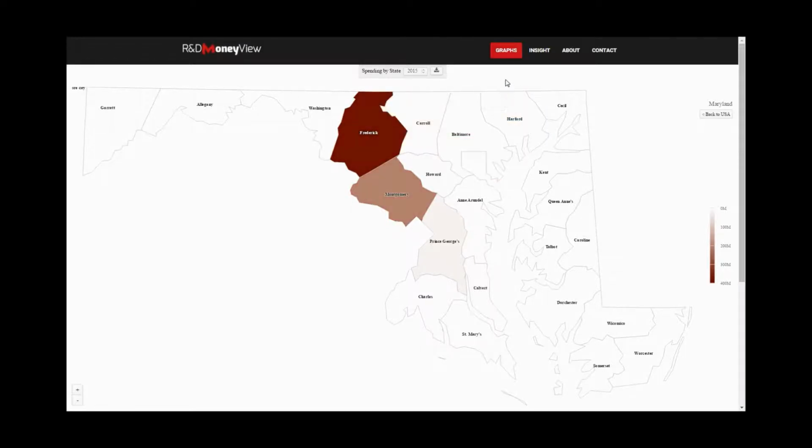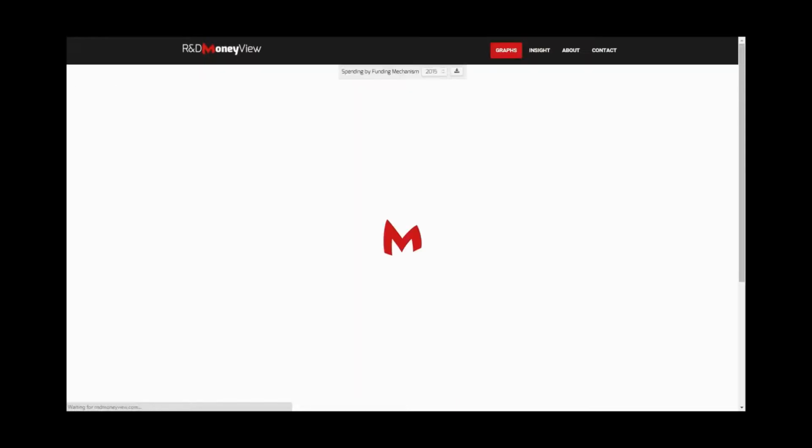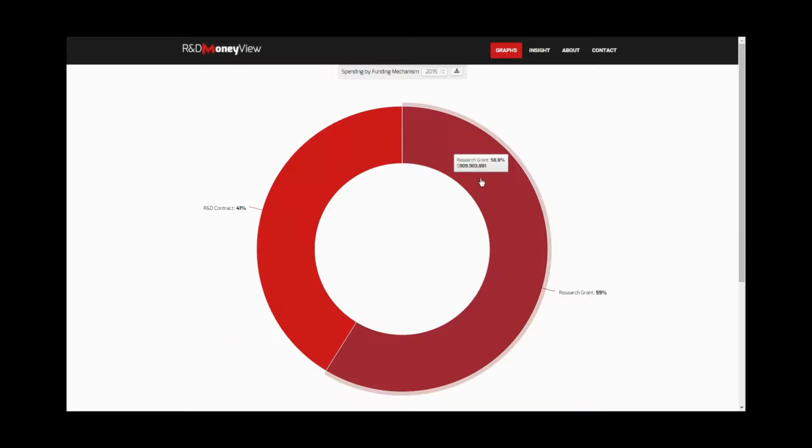So back to the SBIR and STTR programs. I'm going back to the graphs and spending by mechanism. Okay, so if we zoom in into the research grants, for 2015, you can see that the majority of the grants, 78%, or $705 million, were awarded through the SBIR and STTR programs.